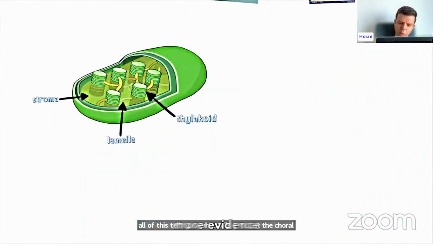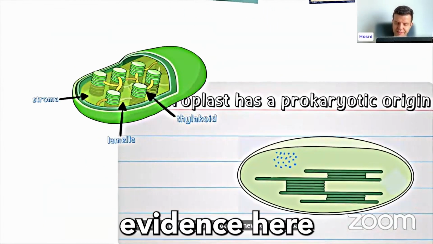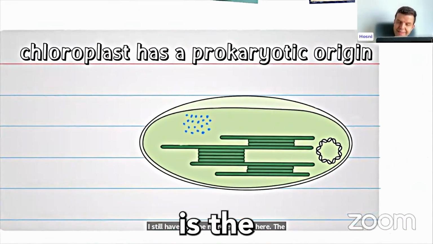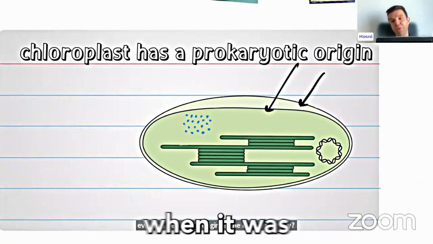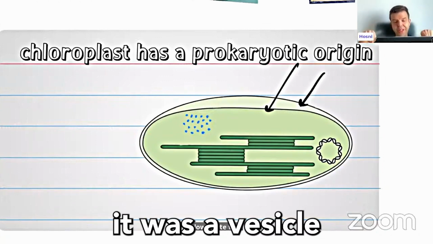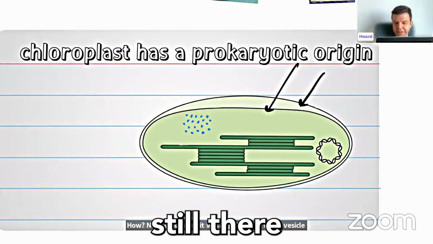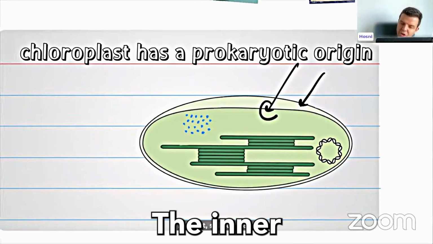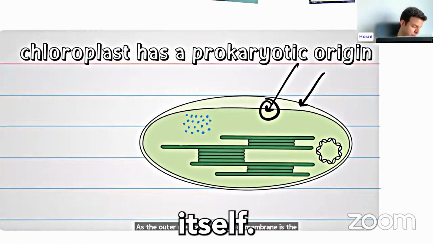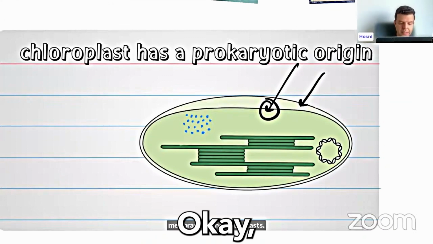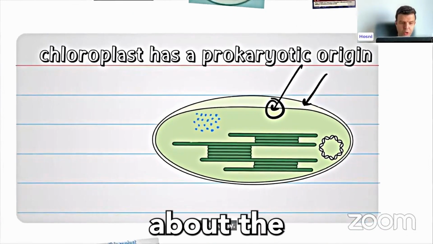I still have one more piece of evidence here. The last evidence of its origin is the double membrane. How? Note that when it was engulfed, there was a vesicle, and that vesicle is still there as the outer membrane. The inner membrane is the membrane of the chloroplast itself. Okay? Do you have any questions about the chloroplast?